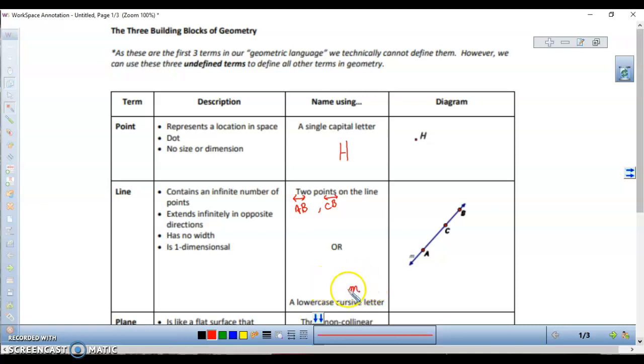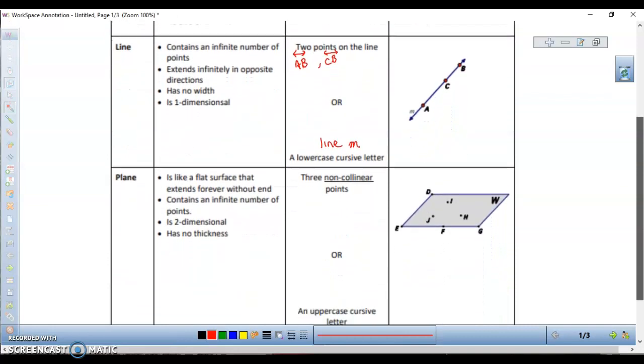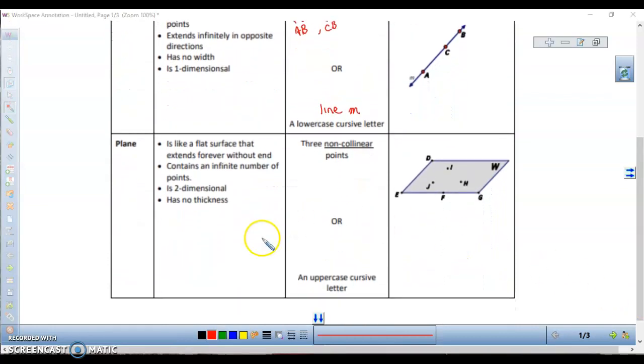So sometimes when they're using a lowercase cursive N, they'll actually write the word line. And that's okay to do that. All right, and then finally, a plane. And a lot of you said this in your little group discussion the other day, that you thought a plane was a flat surface. And it is. It's a flat surface. Now, one thing you got to understand is that it never ends.